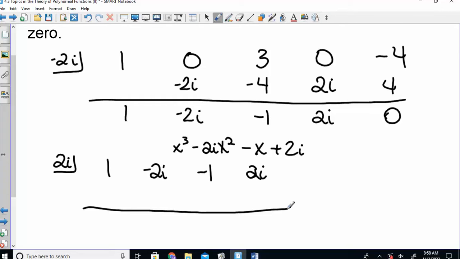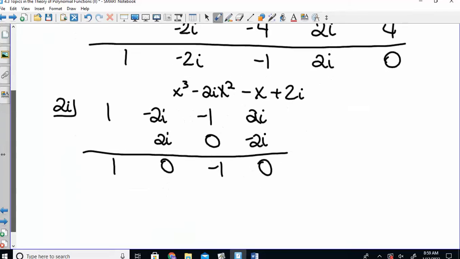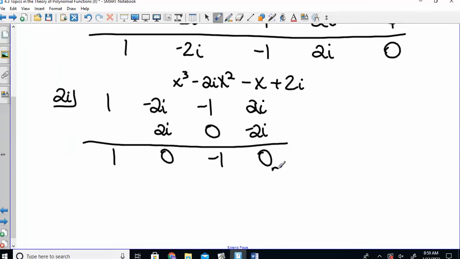So, 1 comes down. 1 times 2i, 2i. Negative 2i plus 2i, 0. 0 times 2i, negative 1 plus 0, negative 1 times 2i, and that gives me 0. So this is my remainder, my constant, x and x squared, so I'm left with x squared minus 1.